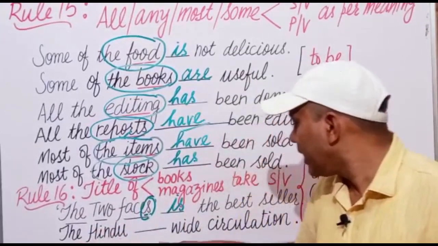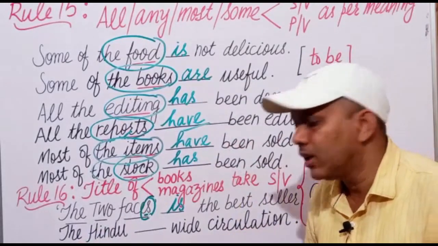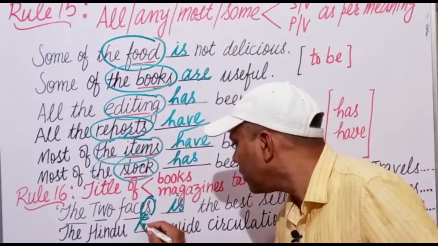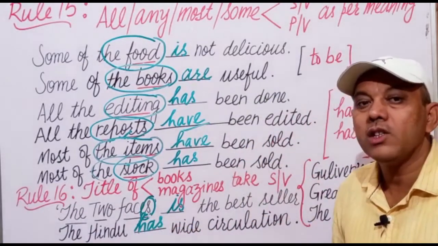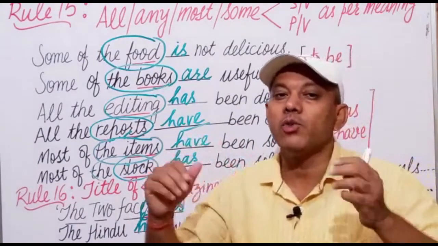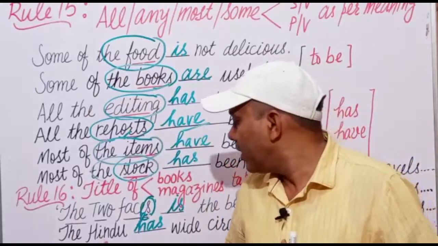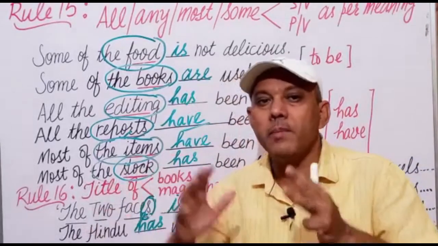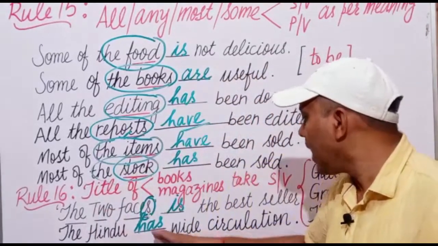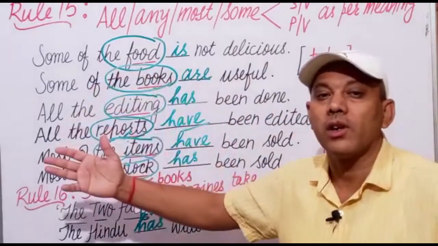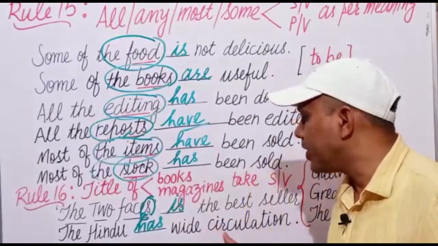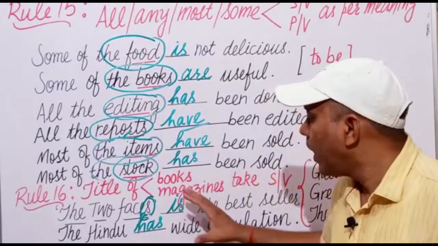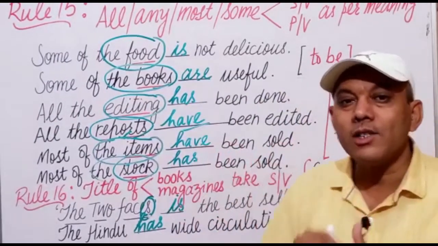The Hindu dash wide circulation. The Hindu has wide circulation. The Hindu is the name of a daily English newspaper and it is a very renowned newspaper of India. The Hindu has wide circulation. पूरे भारतवर्ष में दूर दूर तक इसका सर्कुलेशन है. ऐसे बहुत सारे टाइटल्स हो सकते हैं.